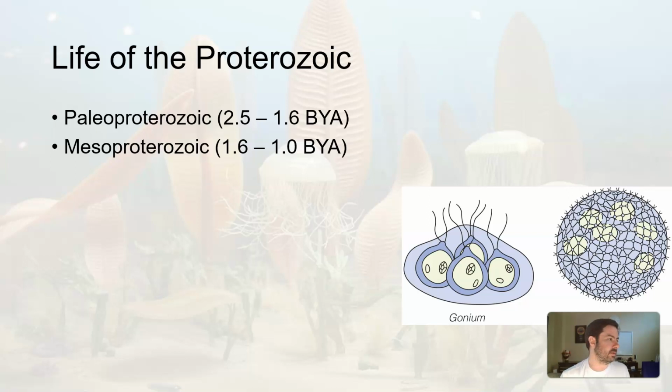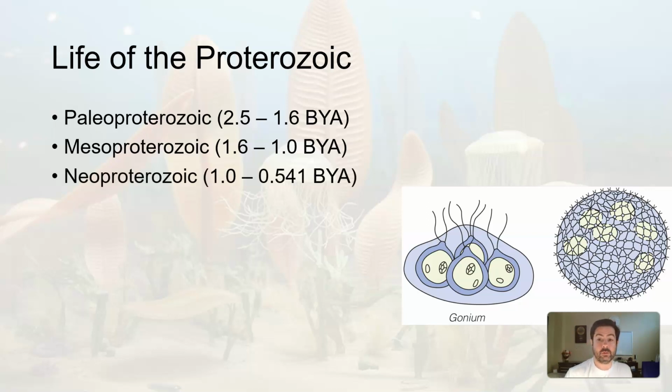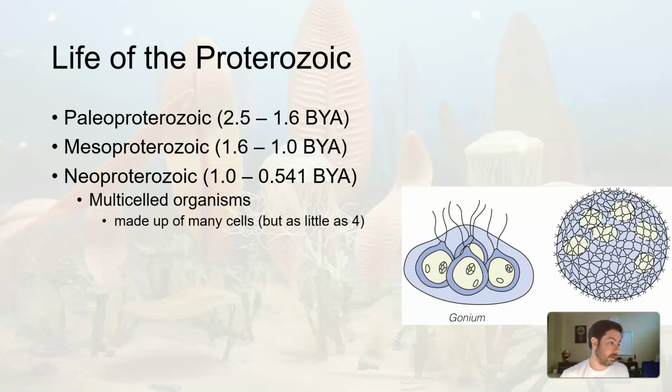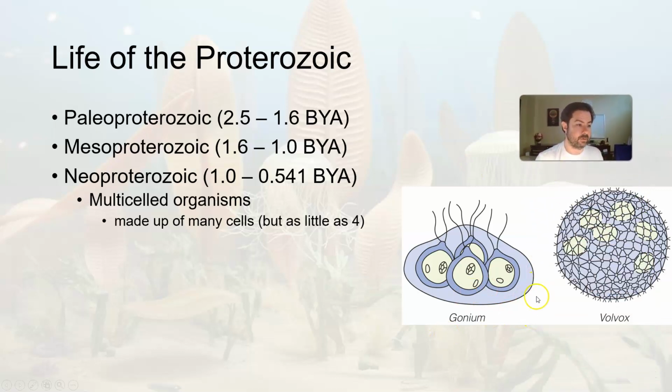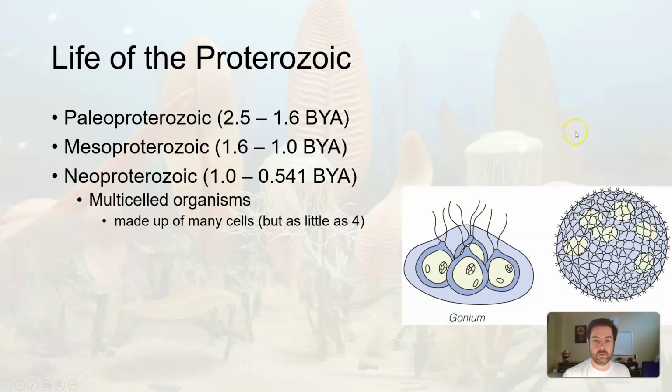Now we're getting into the Neoproterozoic, which existed from about 1 billion to about half a billion years ago, to the end of the Proterozoic. For sure, we're getting the evolution of multicelled organisms, of these eukaryotic cells. They're made up of many cells, but it could be as few as 4. This is an example of an organism, Gonium, made up of just 4 cells. Volvox: 1, 2, 3, 4, 5, 6 cells. But just like humans or other organisms, billions and trillions of cells.